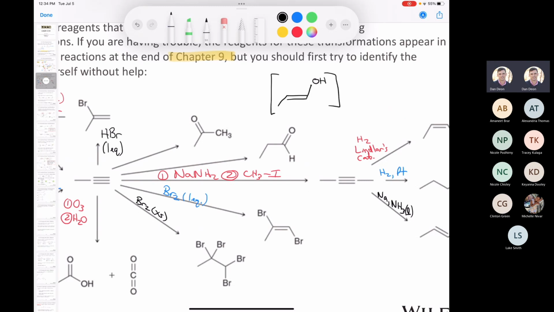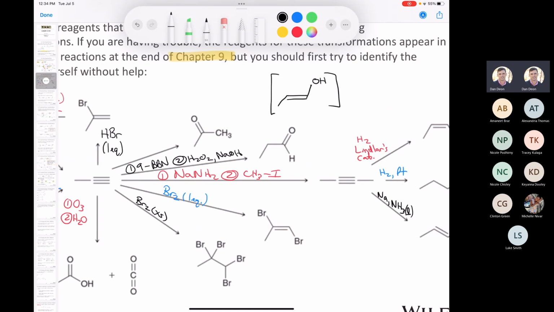And this enol will undergo tautomerization to give you the aldehyde. So what are the conditions? Well, instead of using borane in THF, use a hindered borane like 9-BBN in the first step. And then in the second step, you use H2O2 and sodium hydroxide.